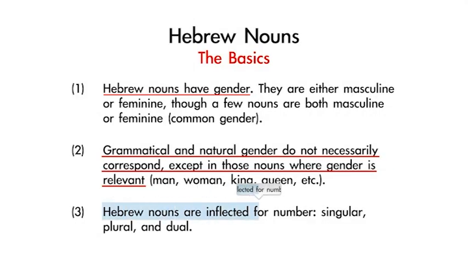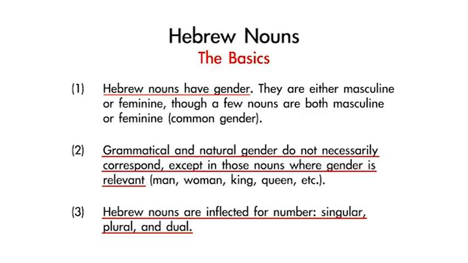Thirdly, Hebrew nouns are inflected for number. There is singular and plural, what you'd expect with English nouns. There's one item or more than one item, plural. But Hebrew also has the dual number when it's talking about a number that is 2. So there's singular 1, dual 2, and then plural, anything more than dual, and sometimes even anything more than 1. So Hebrew nouns have gender and number in the categories of masculine and feminine, singular, plural, and dual. Those are the basic categories for Hebrew nouns.